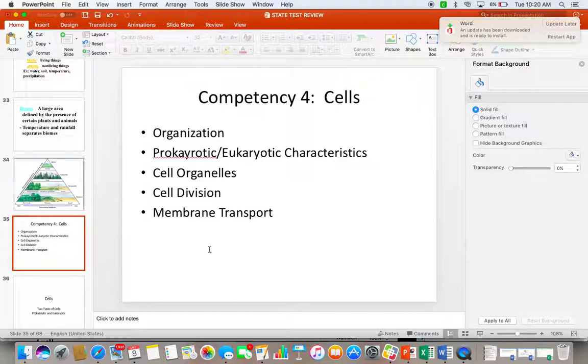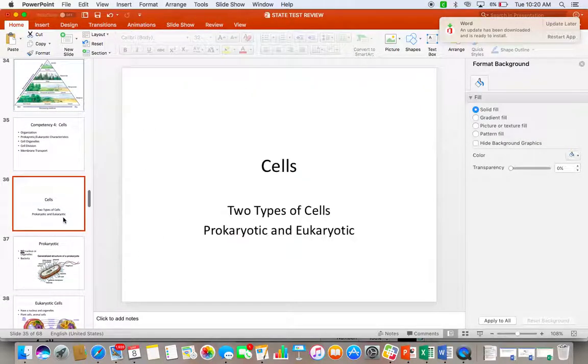Competency 4 is cells, so you've got to look at organization. You've got to know the difference in prokaryotes and eukaryotes. You've got to know the functions of your cell organelles, cell division, and how stuff moves across a membrane. Okay? So the 2 types of cells that we have are prokaryotes and eukaryotes.